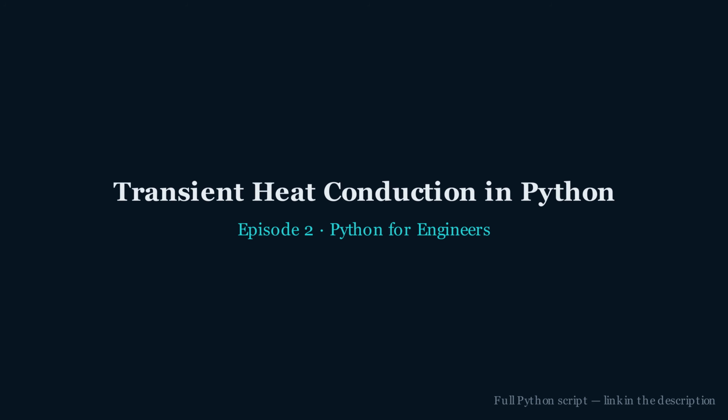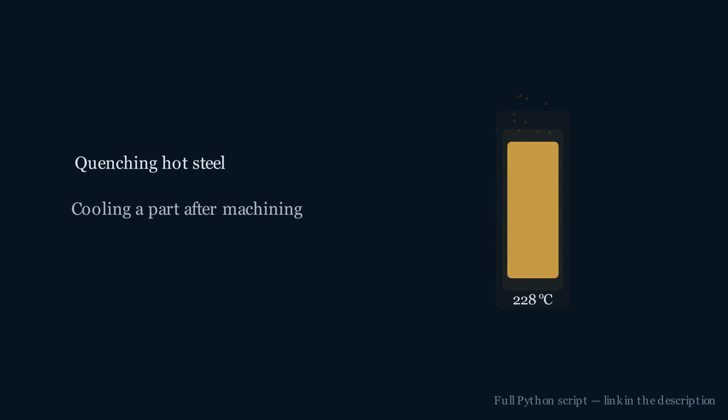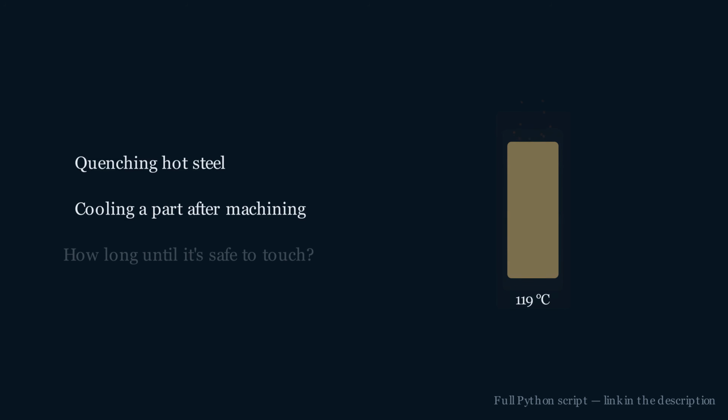Last episode, we solved steady-state conduction, temperature that stopped changing with time. But most real problems aren't steady. They're about what happens in between. How fast does a quenched steel part cool? How long before a machined component is safe to handle? These are transient problems, temperature changing with both position and time.